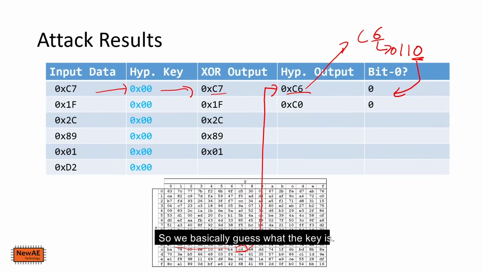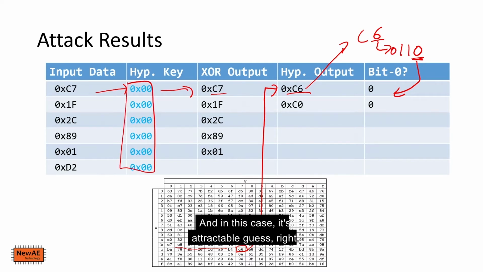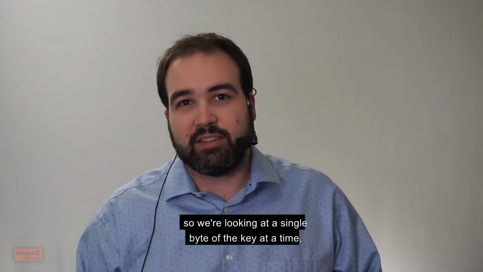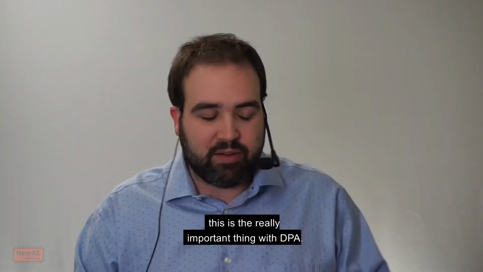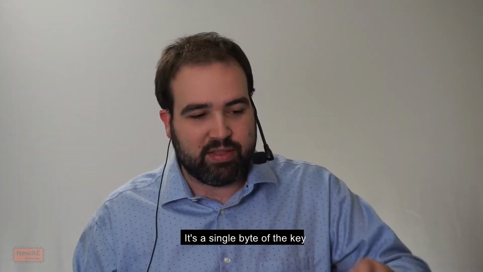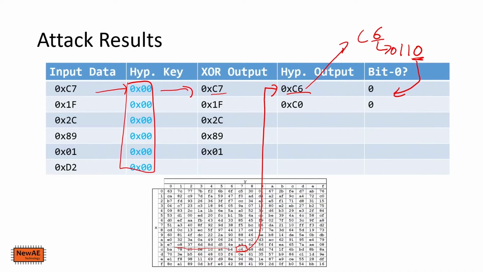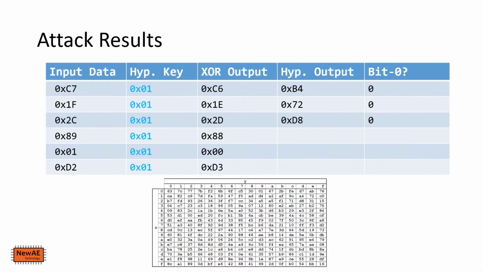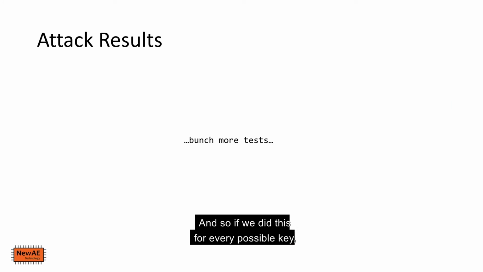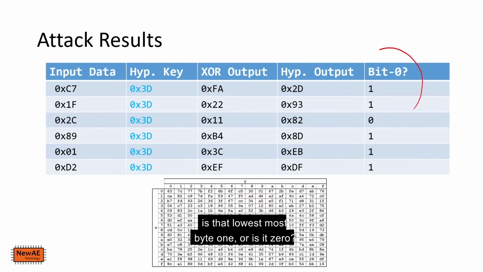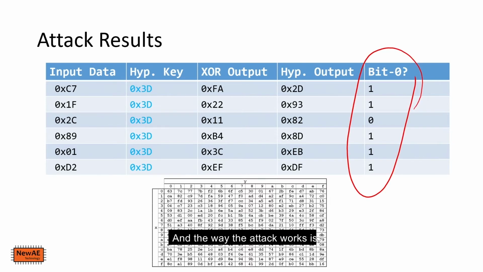So we basically guess what the key is. And in this case, it's a tractable guess, right? We only have 256 possible guesses. So we're looking at a single byte of the key at a time. This is the really important thing with DPA. It's a single byte of the key that we're actually recovering from this. And if we did this for every possible key, we're going to end up with tables like this that basically say, is that lowest bit 1 or is it 0?